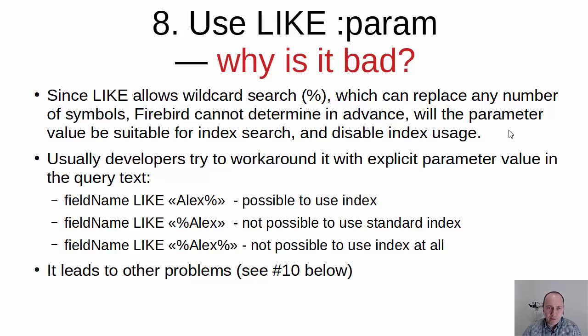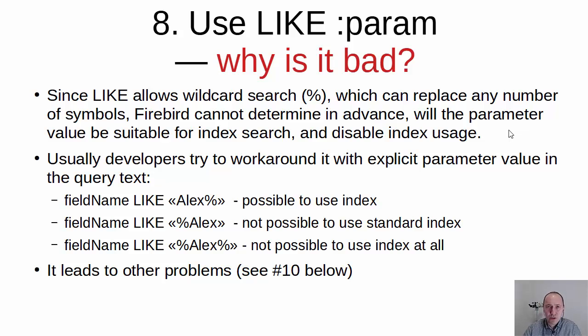Developers usually work around it with an explicit value inside the text. For example, if you are using, inside the query text, WHERE field name LIKE 'Alex%', it will be possible to use an index, because it starts with some symbols and after that goes the wildcard. If you are using field name LIKE '%' at the start of the search condition, it will not be possible to use a standard index. There is a workaround, let's see it in the next slide.